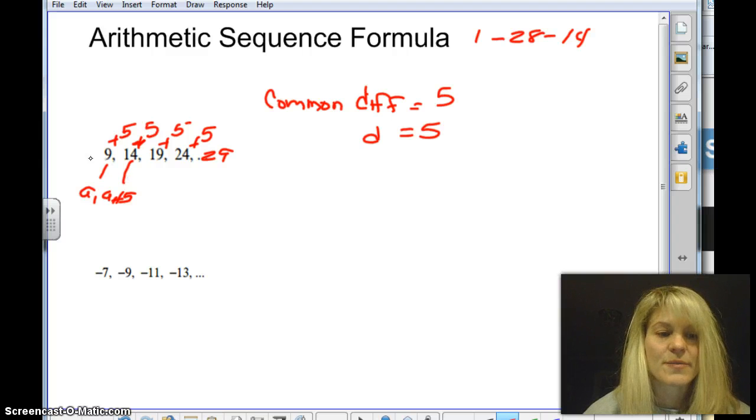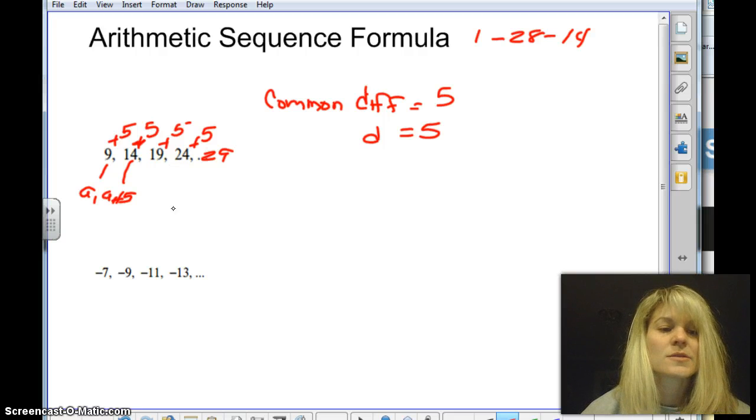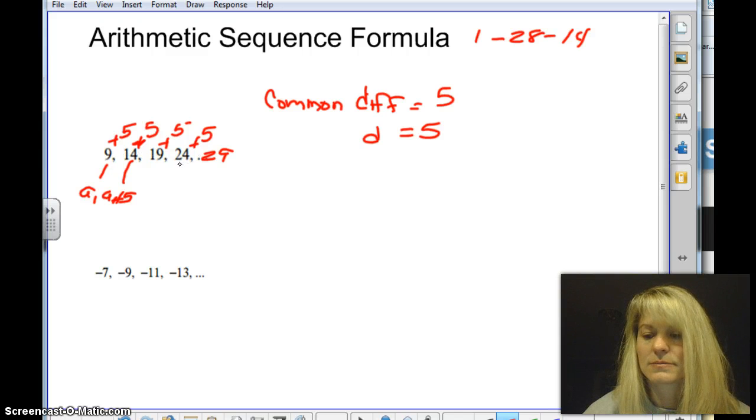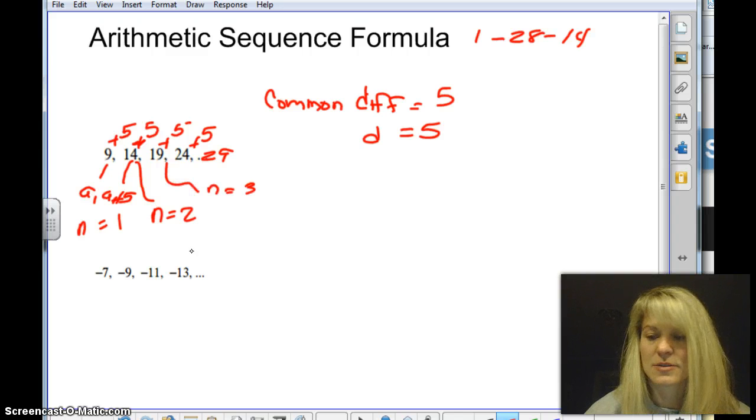Okay? So if I have my first term, I could figure out the following terms by adding 5 to each progressive term, right? So if I know I begin with 9, I add 5, I get the next one, I add 5, I get the next one, and so on. These terms are also indicated by the variable n. So if n is 1, I'm talking about the first term. If n equals 2, I'm talking about the second term. If n equals 3, that's the third term. So n is the term that we're talking about.